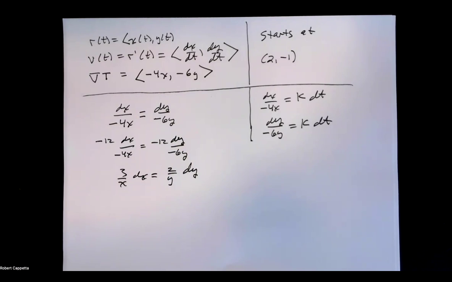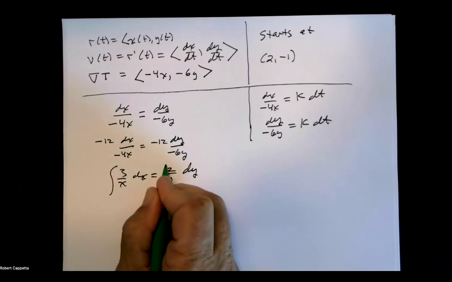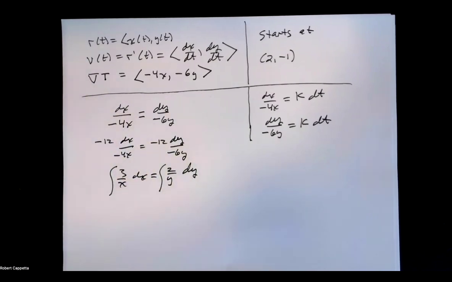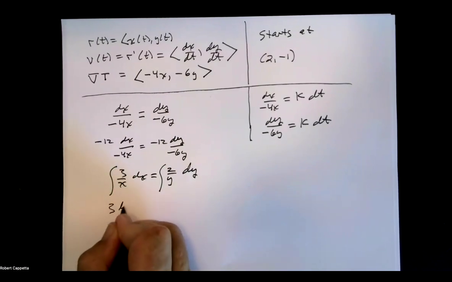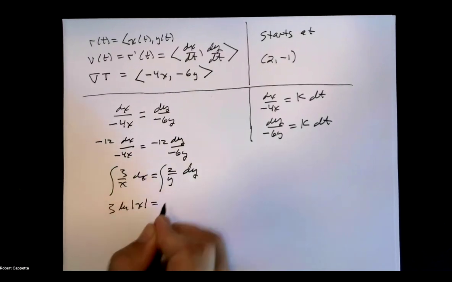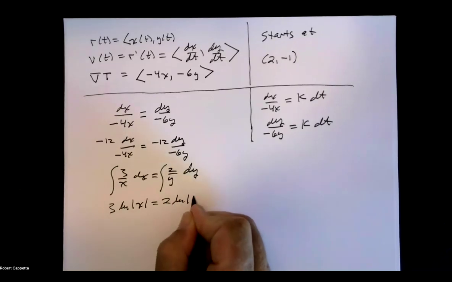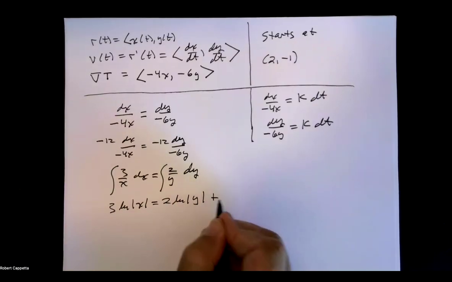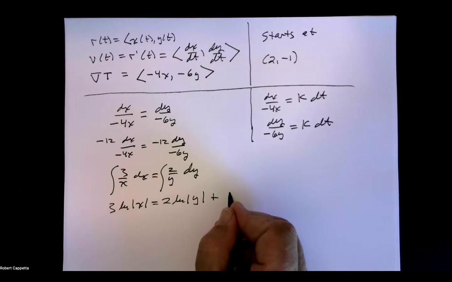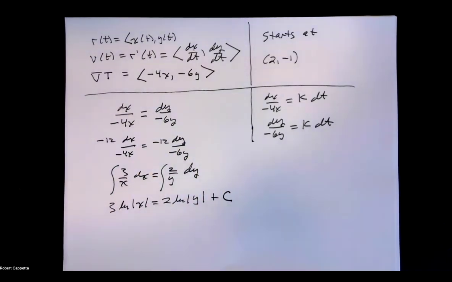And then we have separated the variables. We've cleaned this up nice. So then our next move is to go ahead and integrate both sides. Integrate that side, integrate that side. What does that become? 3 natural log x equals 2 natural log y plus c. So we get there. Where do we go next?